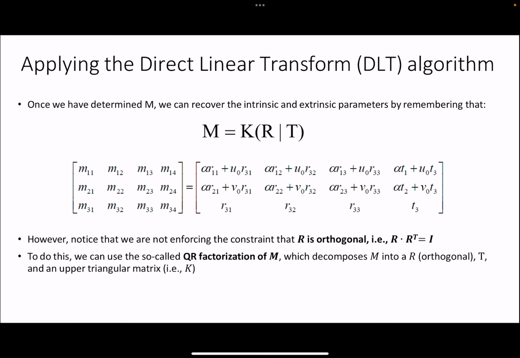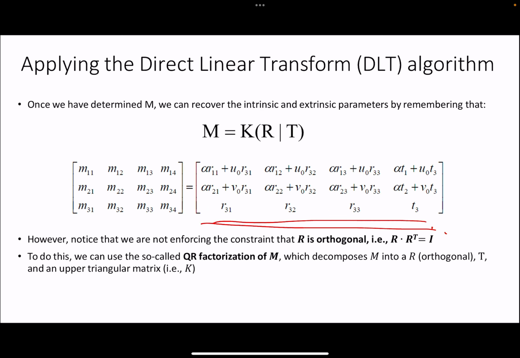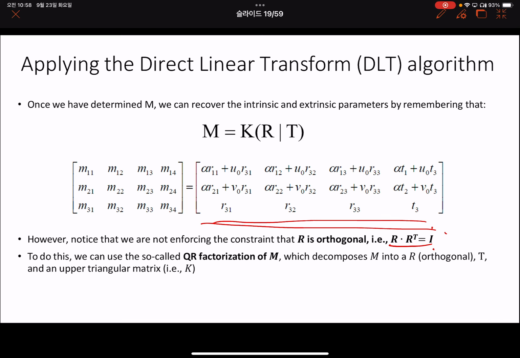Once we have determined M, we can recover the intrinsic and extrinsic parameters. If we just apply matrix multiplication, we get this complicated matrix. Notice we are not enforcing the constraint that R is orthogonal. The definition of a rotation matrix is two things. The first one is that the determinant of R equals 1. The second one is that it is orthogonal. A rotation matrix should satisfy these two properties.